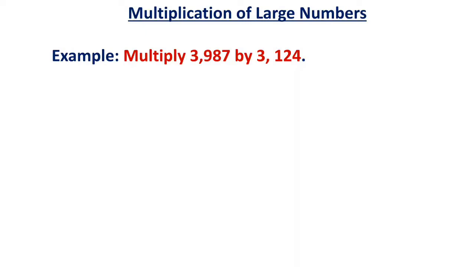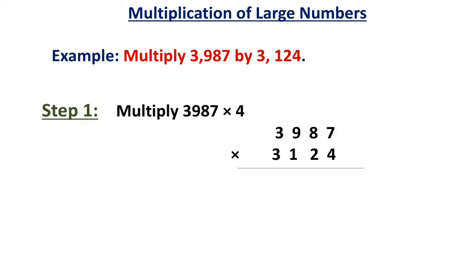As you know, you have already done multiplication in your previous classes, where you learned the multiplication of a number by 2 or 3 digit numbers. But in today's video we are going to learn how to multiply 3 or 4 digit numbers. So we have taken an example where we are going to multiply a number by 4 digit numbers. So let's see what the example is. Multiply 3987 by 3124.